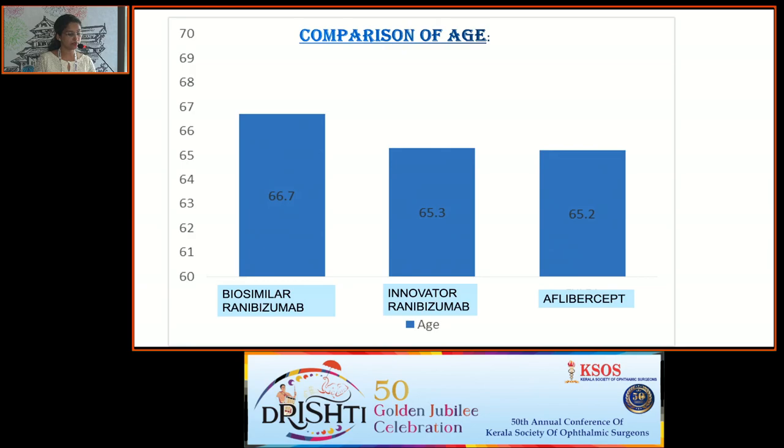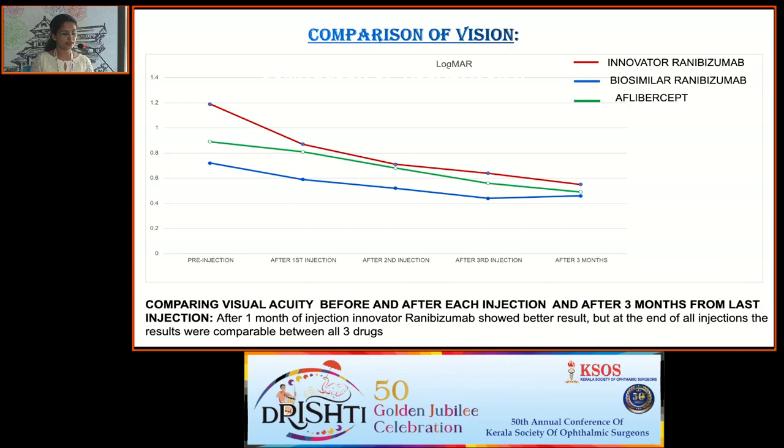Coming to comparison of vision, here we can see the LogMAR vision score on the y-axis. For the innovator ranibizumab group, initially the vision was worse than the other two groups. But after the first injection, for the innovator ranibizumab group, vision improved comparatively better than the other two. But at the end of all injections, the results were almost comparable.